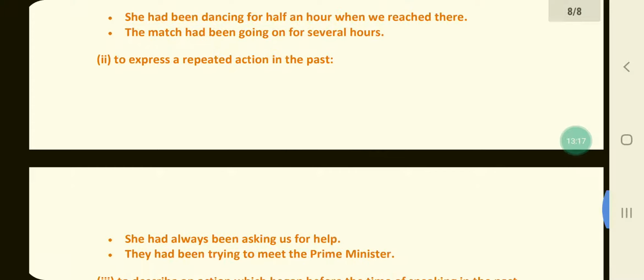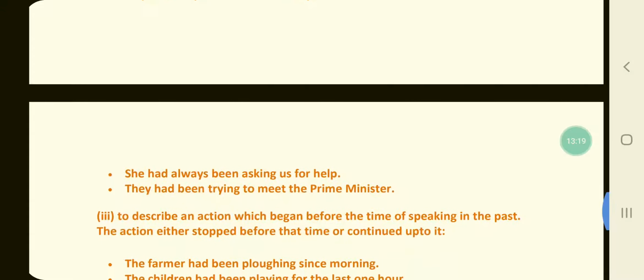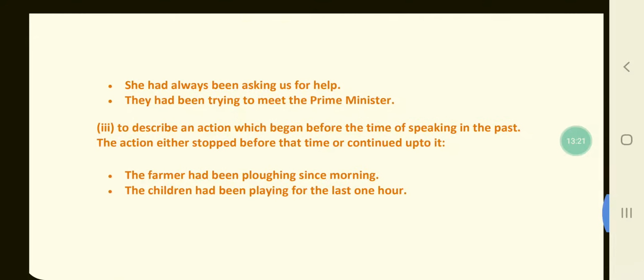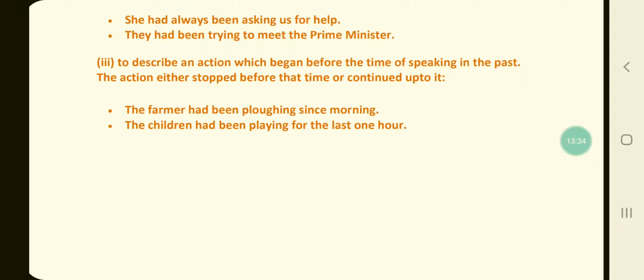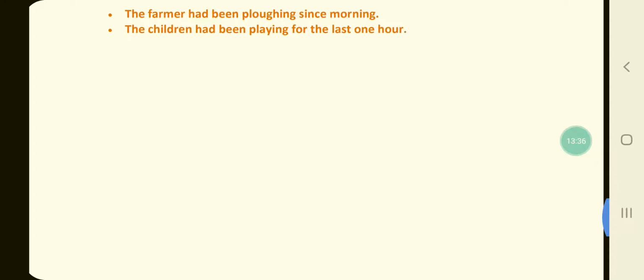To express a repeated action in the past. She had always been asking us for help. Third, to describe an action which began before the time of speaking in the past. The action either stopped before that time or continued up to it. For example, the farmer had been plowing since morning.